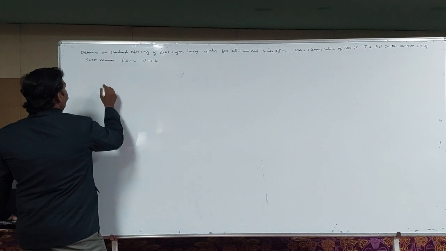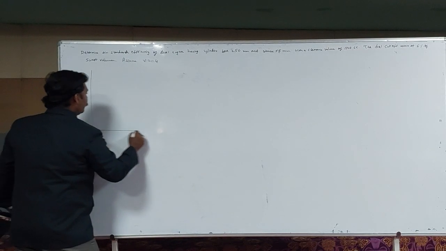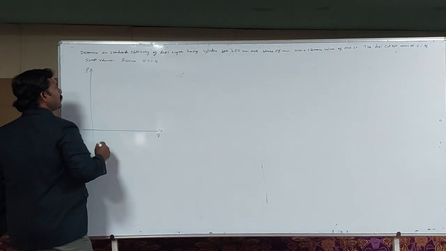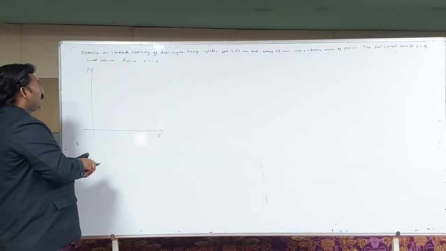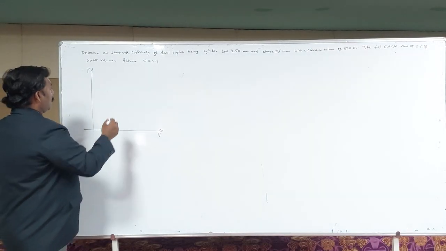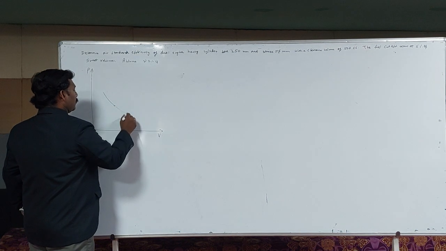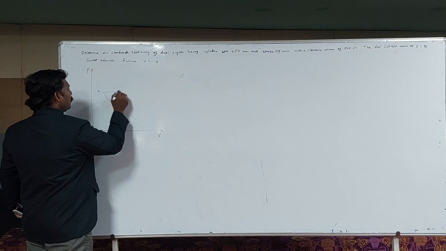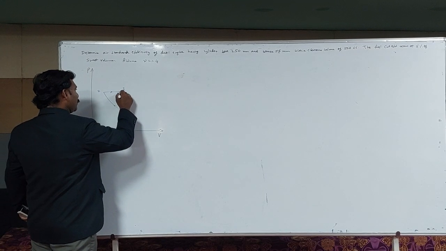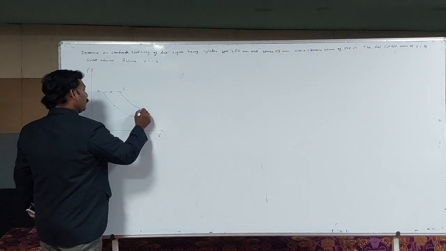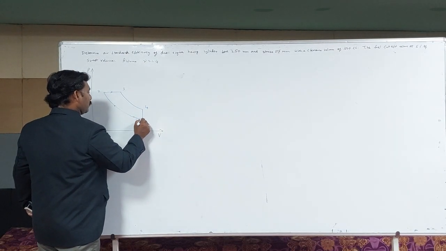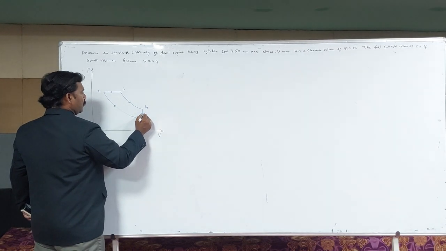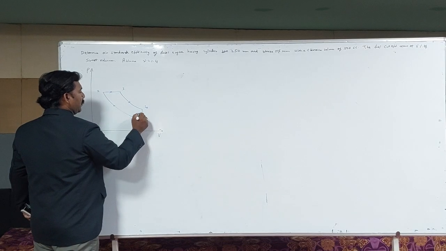So now we will draw the PV diagram. This is the PV diagram. Let us mark the diesel cycle. 1 to 2 is a compression process. 2 to 3 is heat addition. 3 to 4 is an expansion process. 4 to 1 is a heat rejection process.